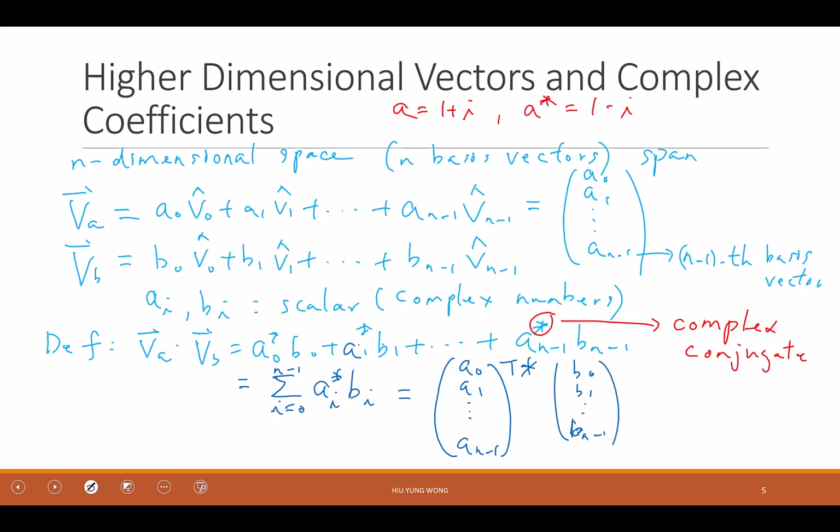Do you agree? If not clear, let me write it again. This, after transpose, becomes a0, a1, and then because I need to have the complex conjugate, I put the complex conjugate in, an minus 1, times b0, b1, bn minus 1. Make sense?